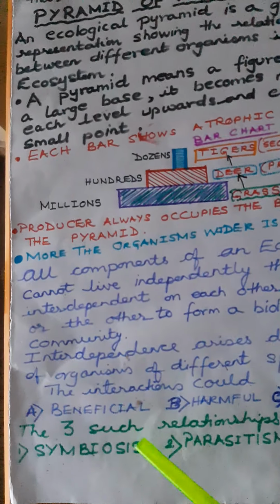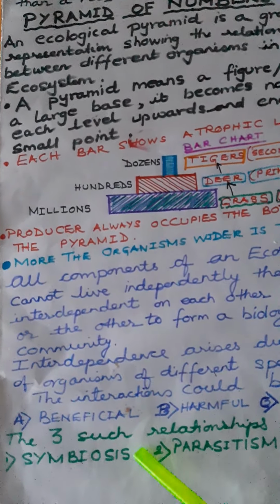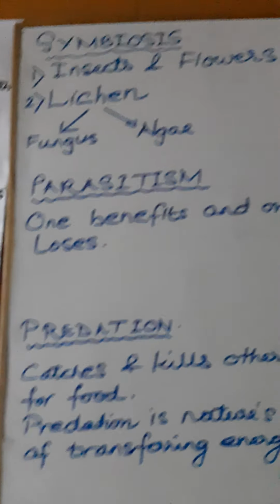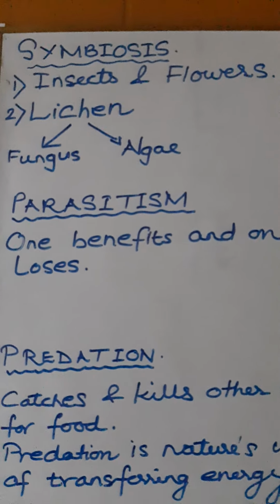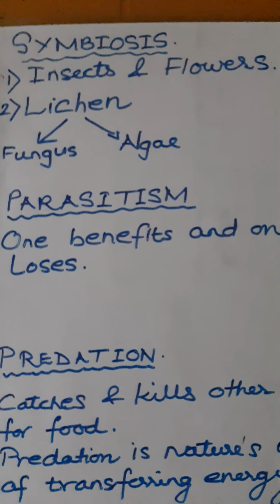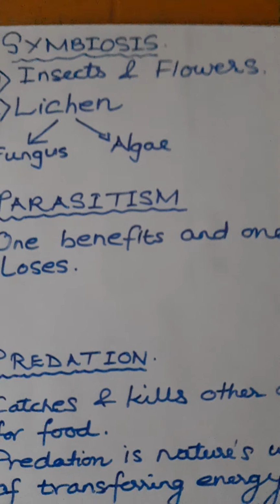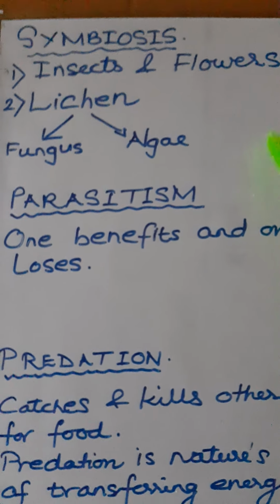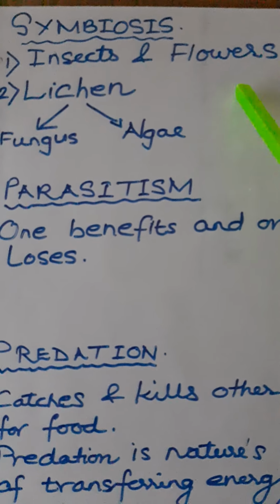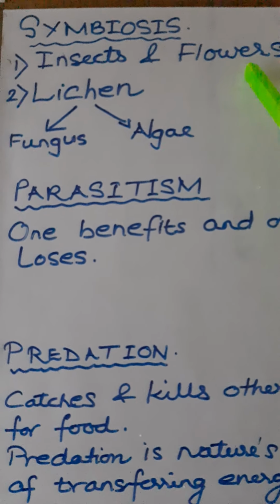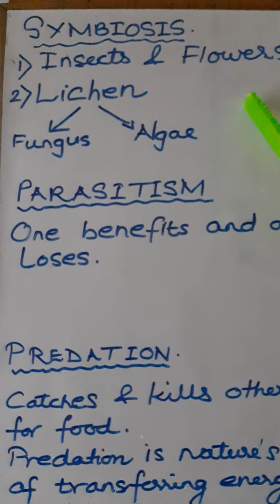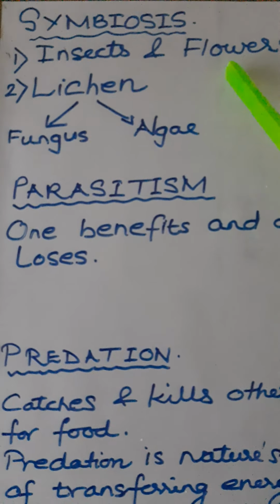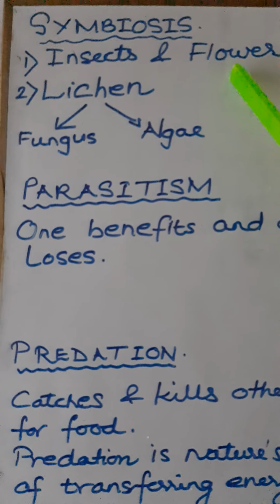Symbiosis is one type of relationship where the interacting organisms both benefit from each other. Each one is called a symbiont, and both of them benefit. Like insects and flowers: insects will go and pollinate the flowers, and flowers in turn give the insects nectar, fruits. So here you can see that both are benefiting. This type of relationship is called symbiosis.